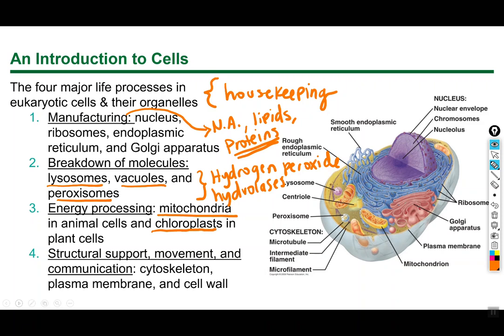Chloroplasts do this for plants. Lord, I wish I had chloroplasts. That would be so cool. It would free up a lot of time that I spend eating for me to do other things. But alas, I'm not a plant.